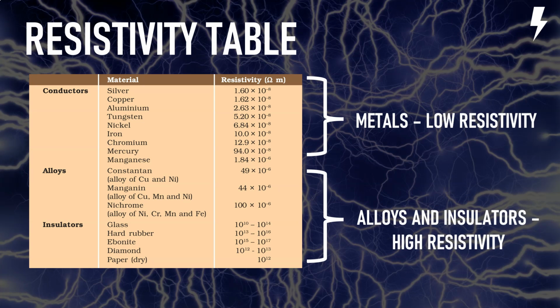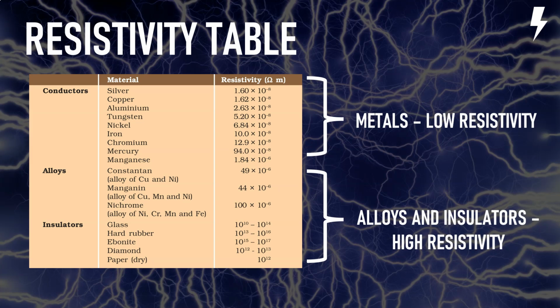Now let's look at a quick resistivity table. This table is provided in your textbook, and you don't have to memorize these values whatsoever, but just for simplification and understanding, I want to break this down. So we have conductors, alloys, and insulators, and we're given the resistivity value in the SI unit ohm meters.